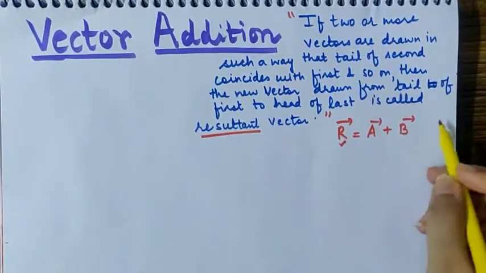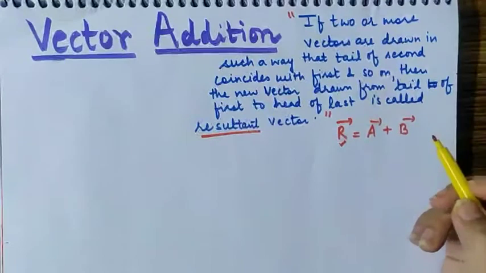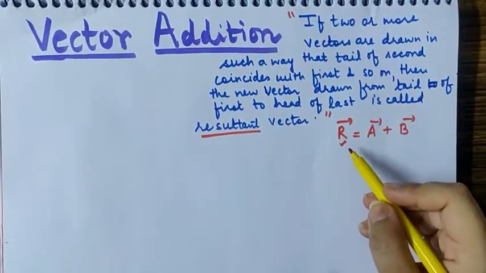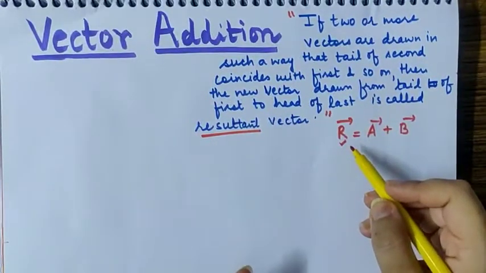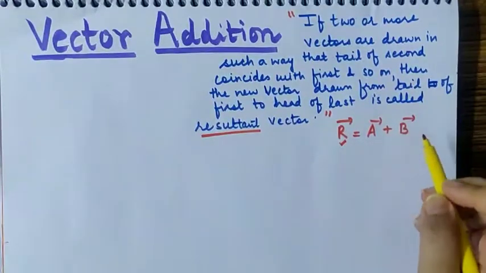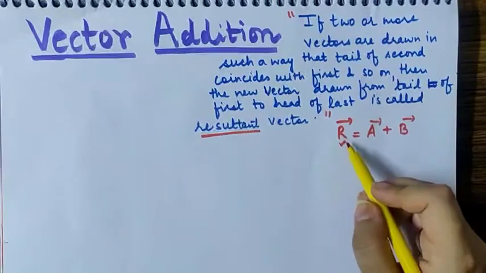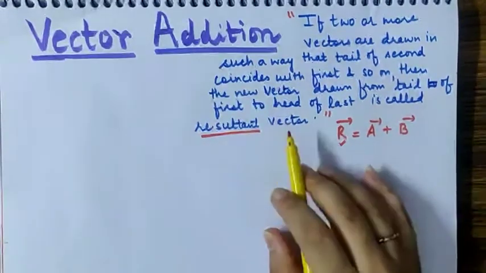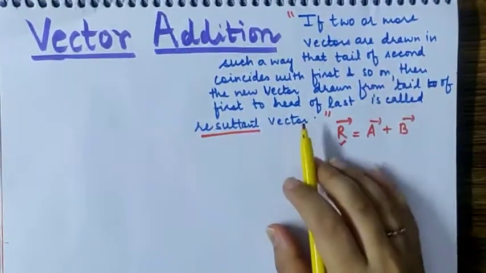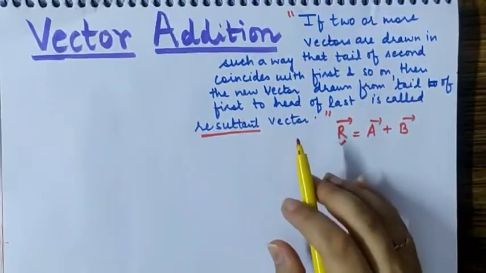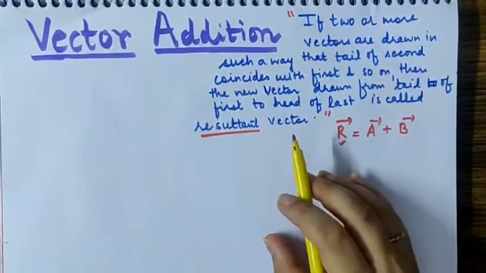If I write a C vector here, it will not make any difference, because resultant means the total effect. So the total effect of A and B will be equal to R vector, and this R vector is termed the resultant vector.